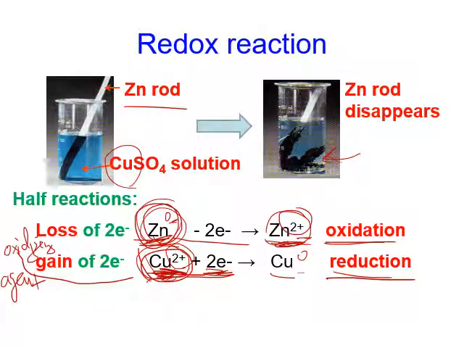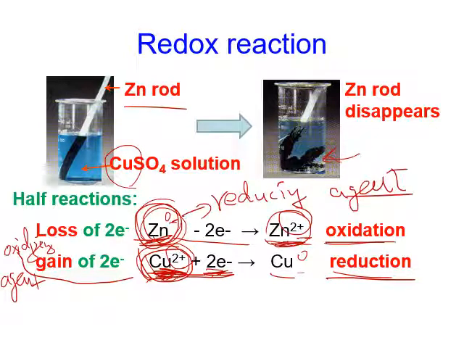Copper 2+ gains electrons, so it's reduced, and zinc metal is the reducing agent. All right, because this agent loses electrons so that the copper ion can gain electrons and be reduced.